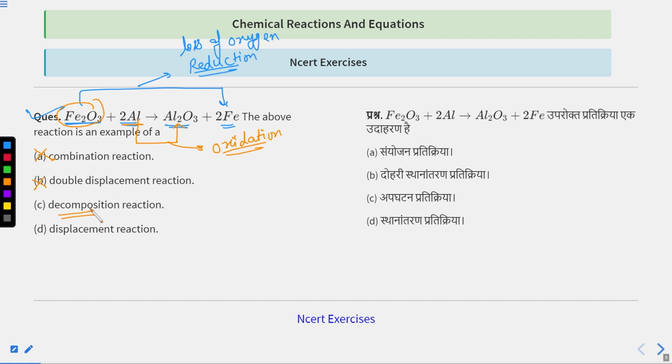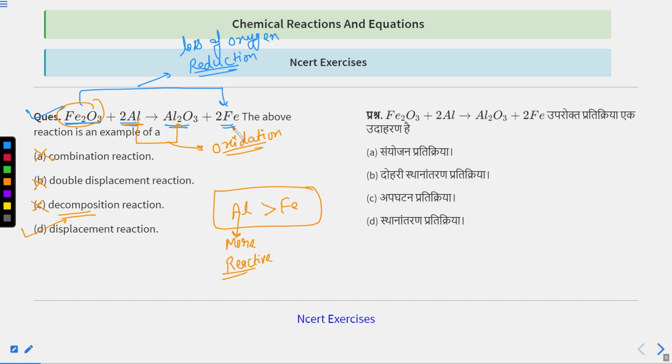Decomposition reaction, a single reactant must be there, and it will decompose into, or it will break down into multiple products. So multiple products, that means two products are there, but the reactants are also two. Reactant must be only one, so it is not the answer. The correct answer is option D, because aluminium is more reactive than Fe. According to the reactivity series, aluminium is more reactive than Fe, and a more reactive element can displace a less reactive element from its compound or its salt solution. So aluminium is displacing Fe from its Fe2O3 compound, then it will form Al2O3 plus 2Fe.